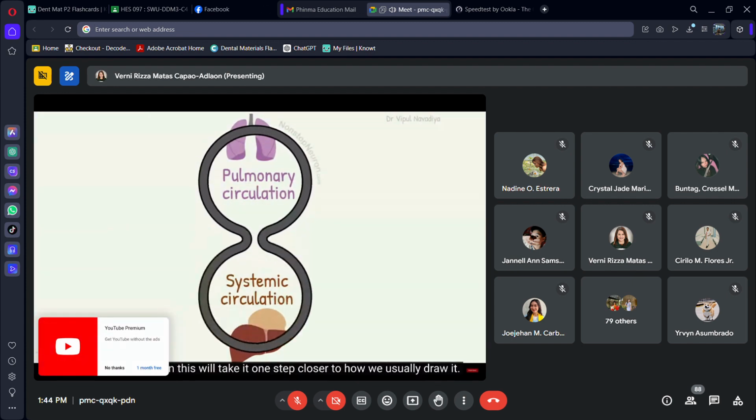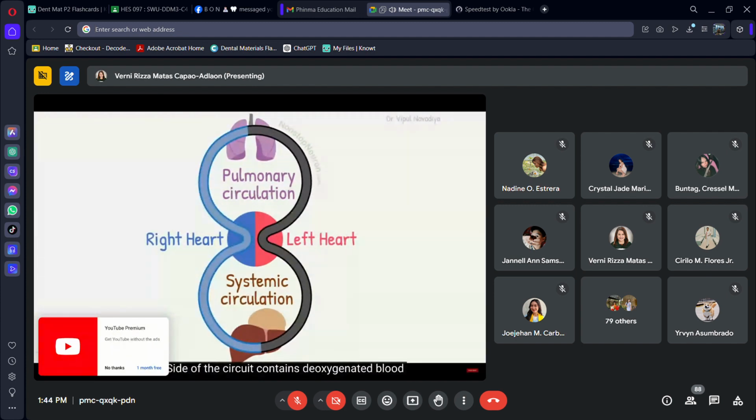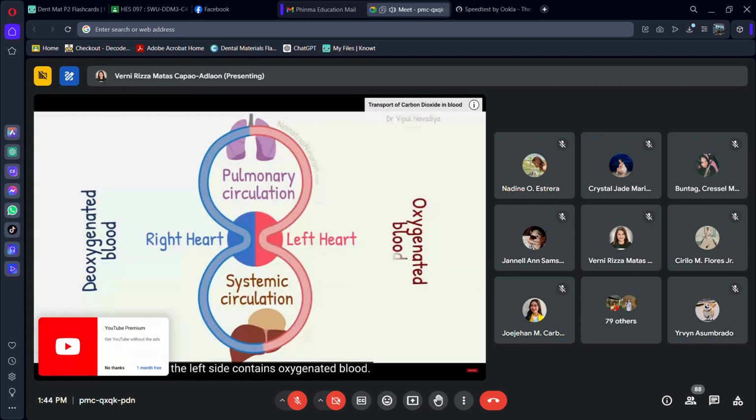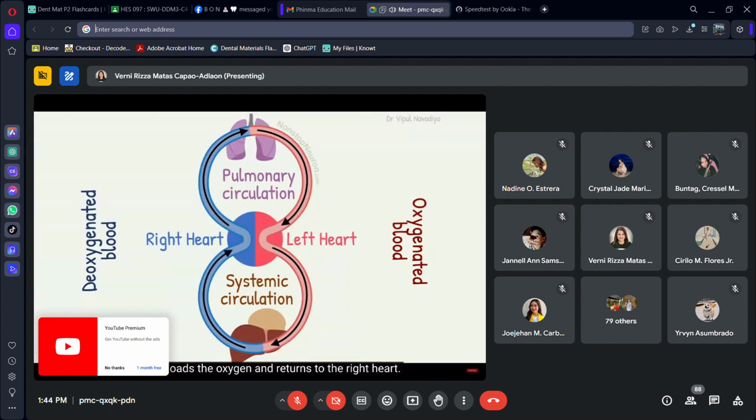A slight modification in this will take it one step closer to how we usually draw it. In this shape, we can understand some more detail. We can clearly distinguish right heart and left heart. The right side of the circuit contains deoxygenated blood and the left side contains oxygenated blood. From the right heart, blood goes to the lungs to get oxygenated. Then it comes back to the left heart and gets pumped into the systemic circulation. Here it unloads the oxygen and returns to the right heart. This loop keeps repeating until you die.